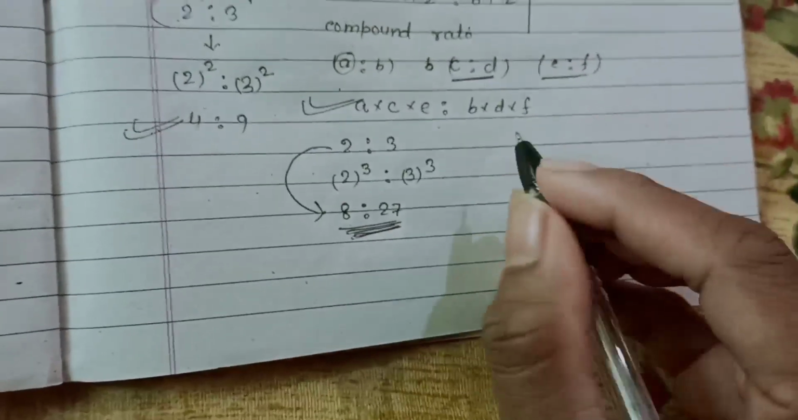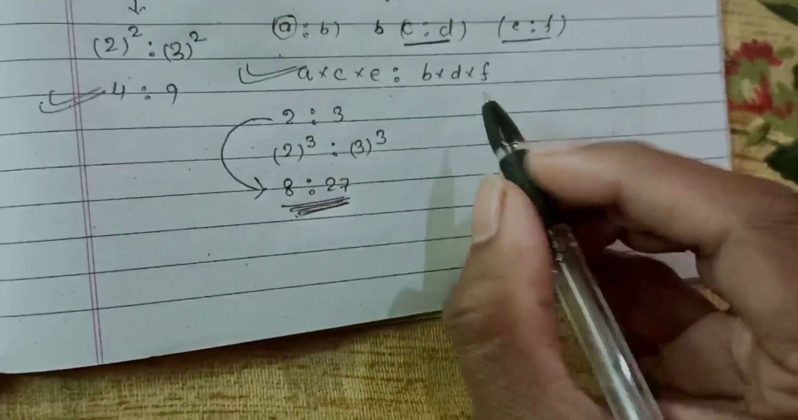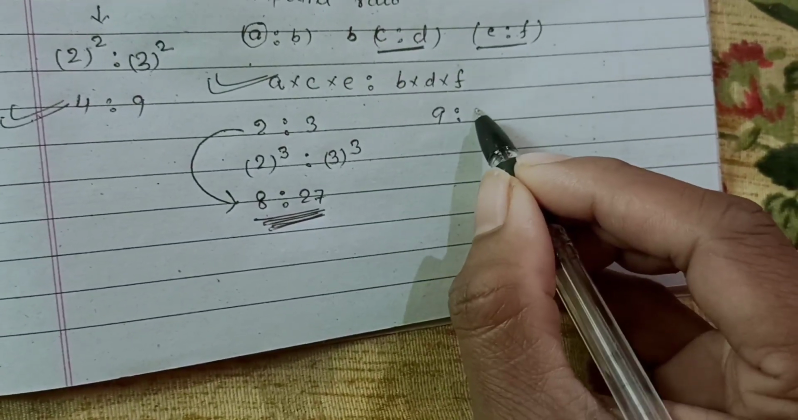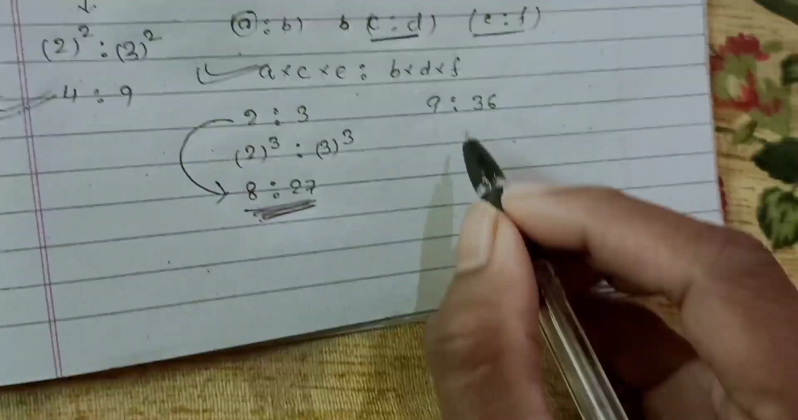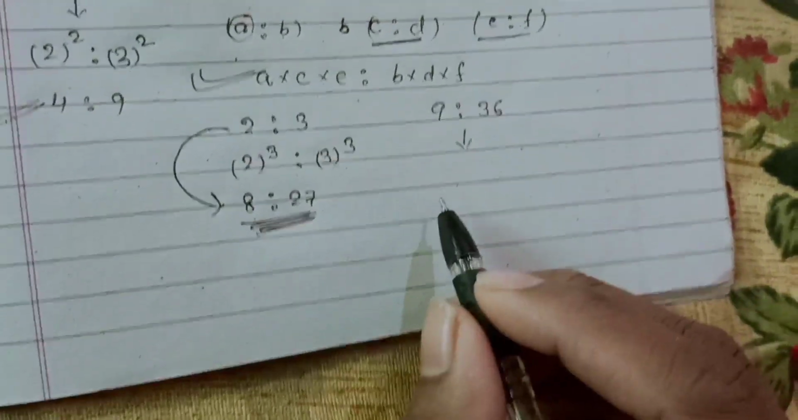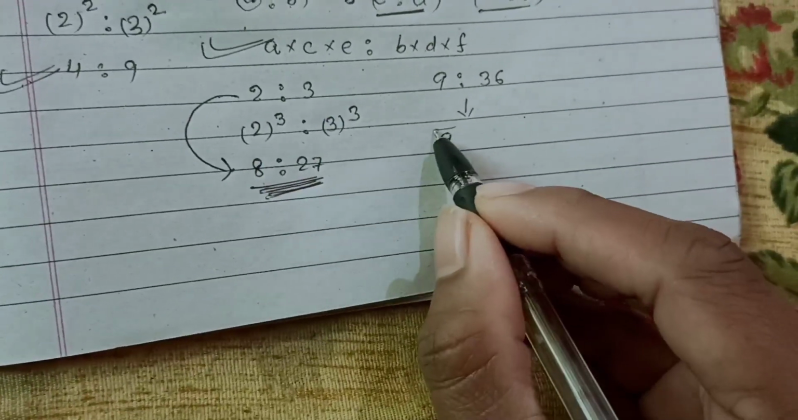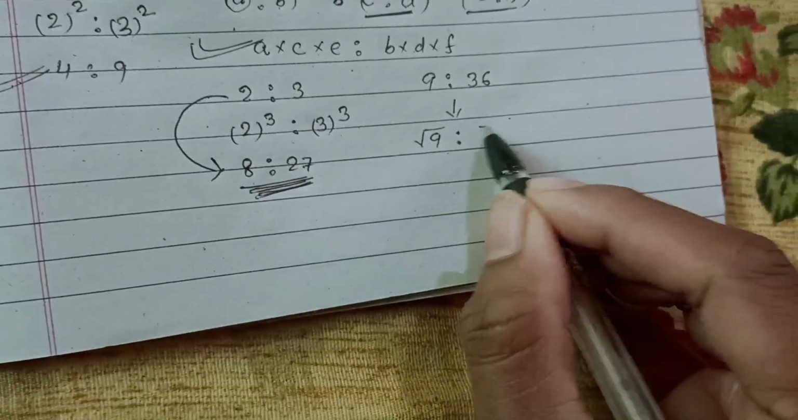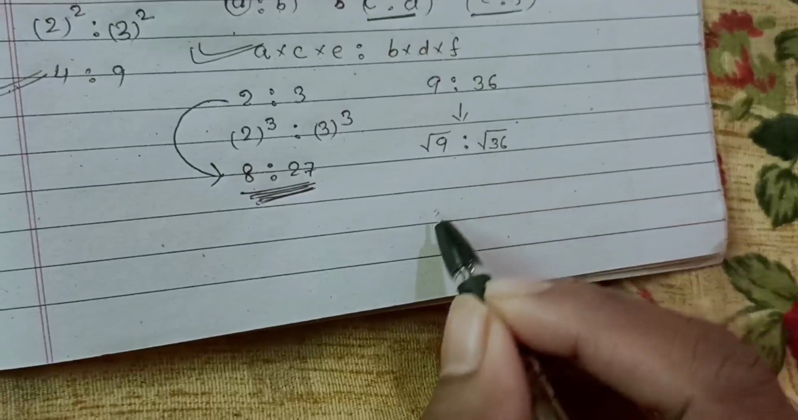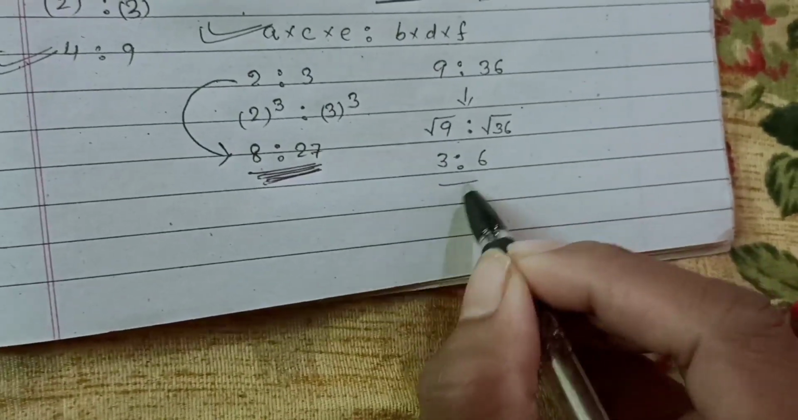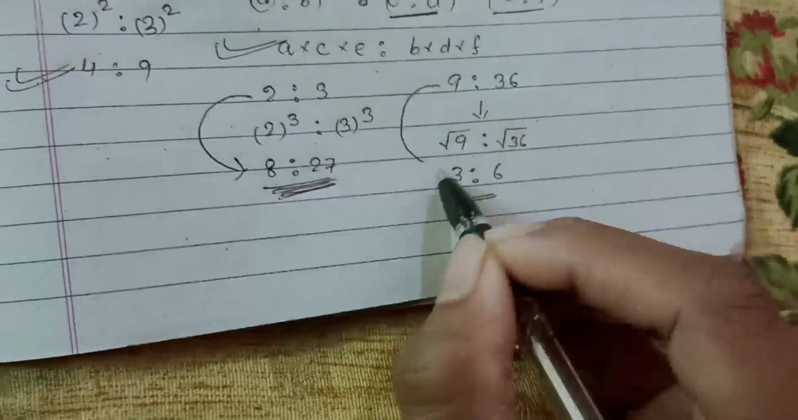And now we will talk about how to find the subduplicate ratio. Suppose we are given 9 is to 36, and you have to find the subduplicate ratio of this ratio. You have to do only one thing: take the root on both sides. Now you can easily find that it is 3 is to 6. This is our subduplicate ratio of 9 is to 36.